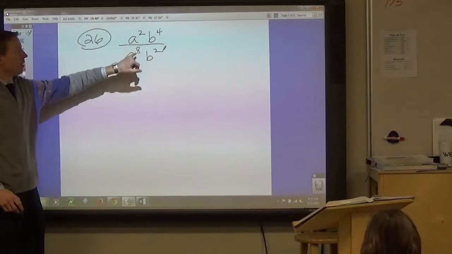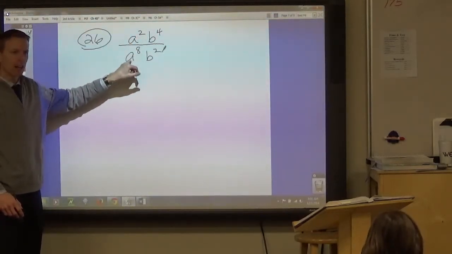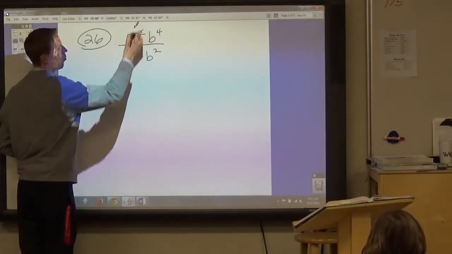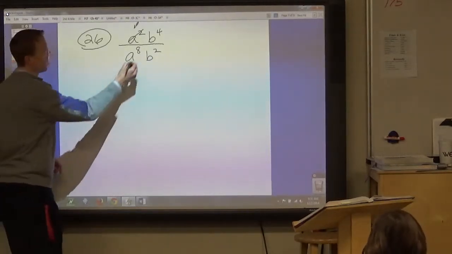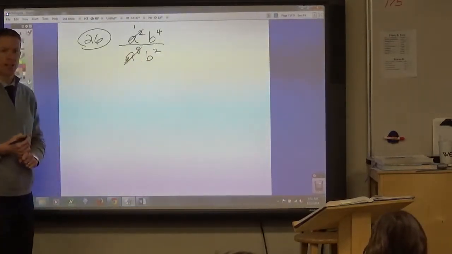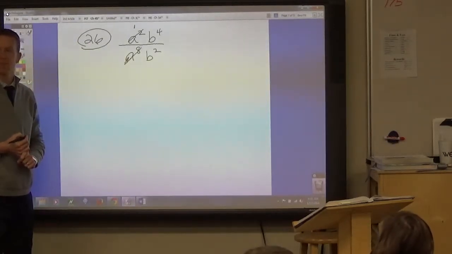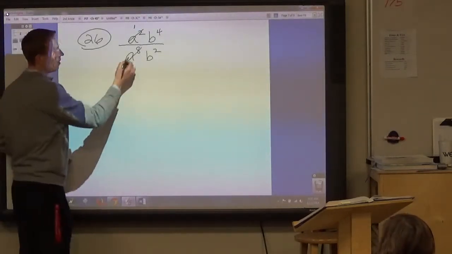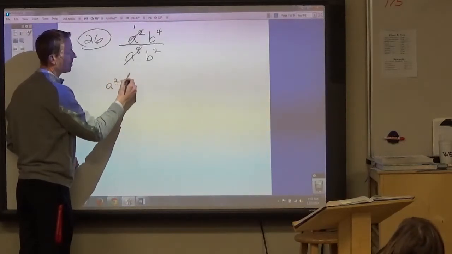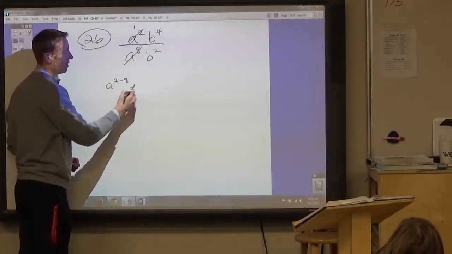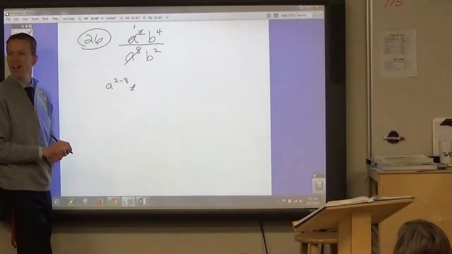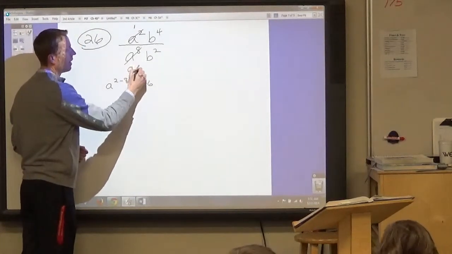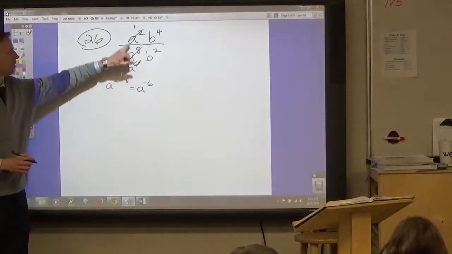So, how many a's can we factor out? We can factor out 2. So we're left with just the number 1 up here, right? And when we cross out a to the 8th, how many are left? Yeah, this is a to the second minus 8, which is a to the negative 6. Right? So we could write a to the 6th right here. There's 6 left if we take away 2.